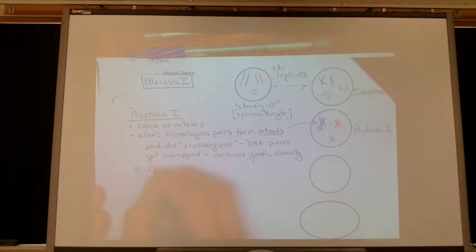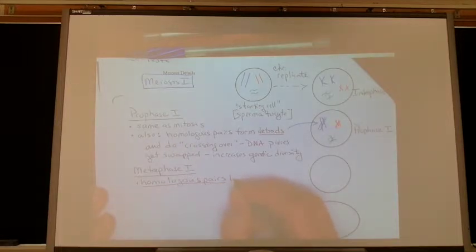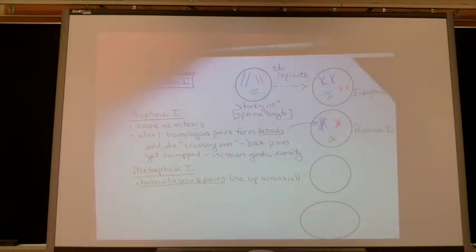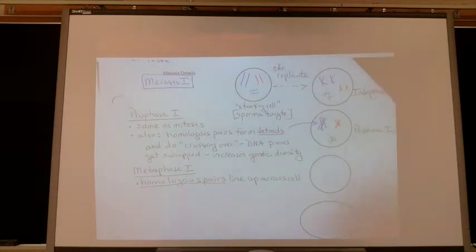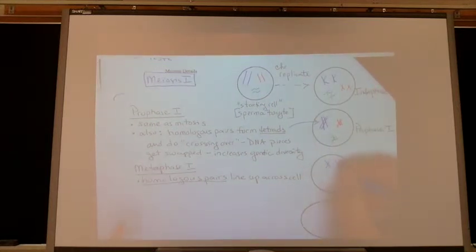So metaphase 1. This is where homologous pairs will line up across the center of the cell. This is also a little bit different from mitosis. Homologous pairs get together and line up across the middle of the cell. So it's really important that they are paired together. So here's my blue pair, here's my red pair, here's my green pair.